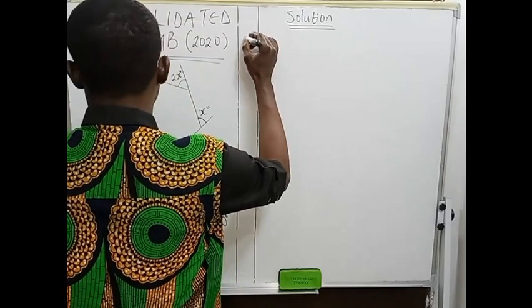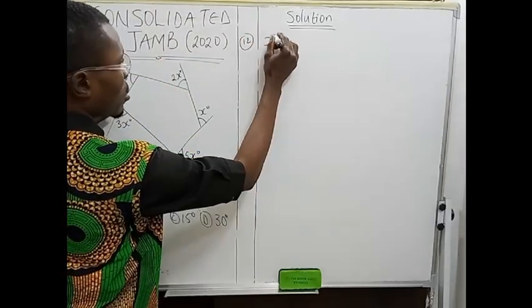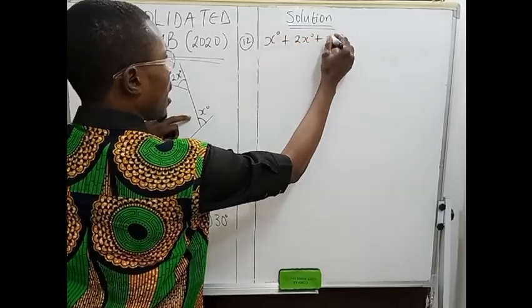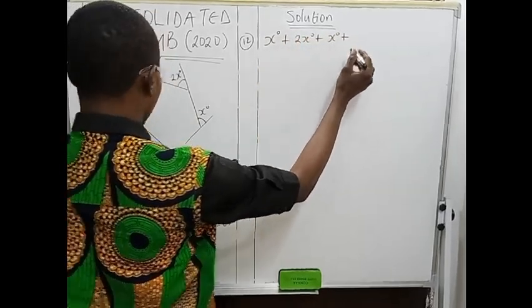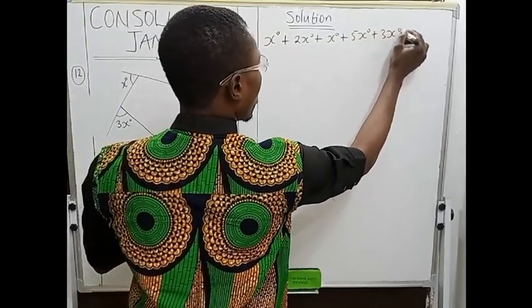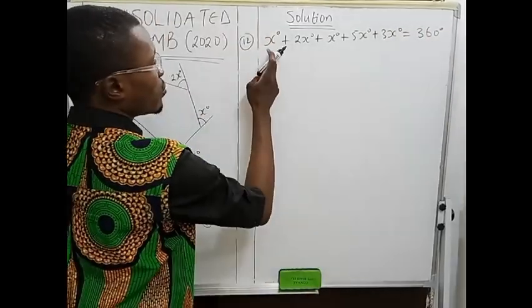We use that to obtain the value of x. Number 12, we are going to have x plus 2x plus x plus 5x plus 3x amounts to sum up towards 360 degrees. So what will this give us?